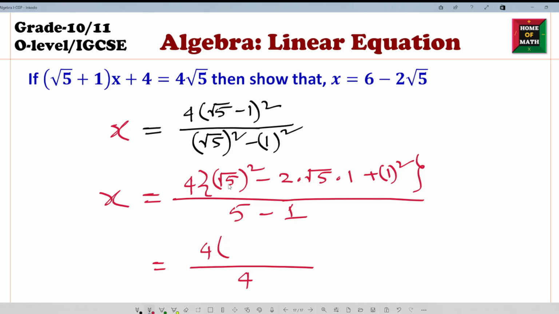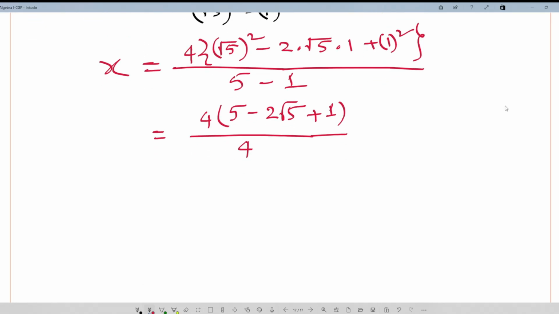Look, √5 squared means 5, right, minus 2√5 plus 1 squared means 1. Okay. Now this 4 and this 4 cancel out, and 5 plus 1 will be 6, and here is minus 2√5.